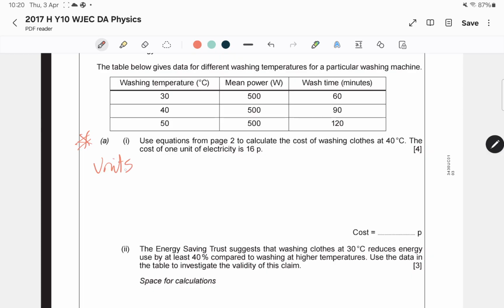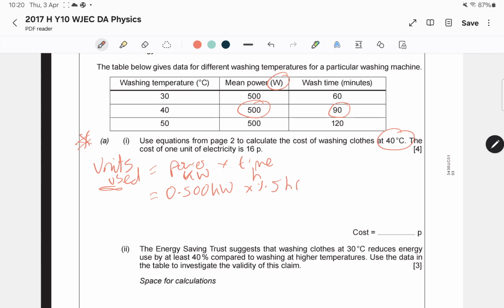And on page 2, it gives us the equation. Units is the power times the time. But the power is always going to be in kilowatts and the time will be in hours because we're looking for the units. So 40 degrees is what we're interested in. 500 watts, so that's 0.5 kilowatts times the time, 90 minutes. 90 minutes is 1.5 hours.